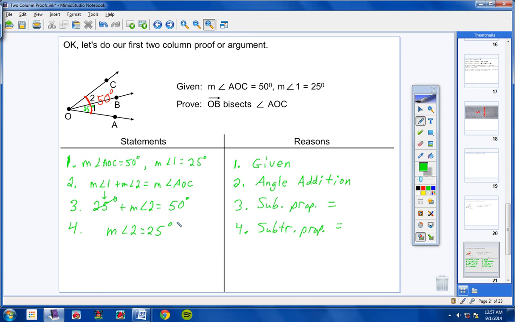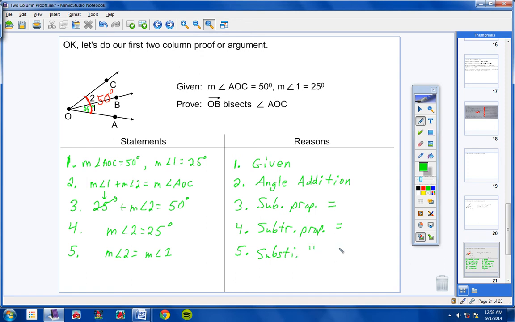Now, be really careful here. Look at this. What does the measure of angle 1 equal? 25 degrees. Do you see that? The measure of angle 1 equals 25 degrees. So where this 25 is right here, I can make another substitution, and I can put the measure of angle 2 equals. Now look, students, right here, the measure of angle 1 equals 25 degrees. So where 25 degrees is right here, I can put the measure of angle 1. I made a substitution. For 25 degrees, I put the measure of angle 1. So what I have now for my reason would be the substitution property of equality.